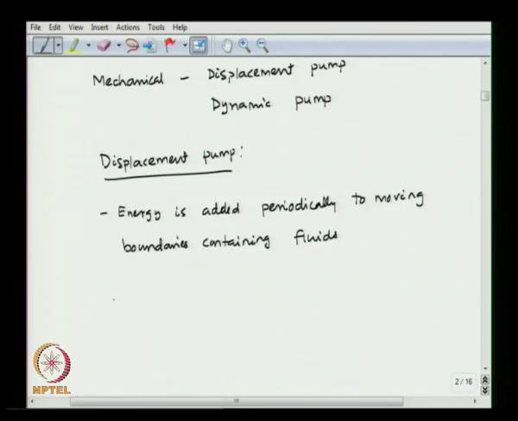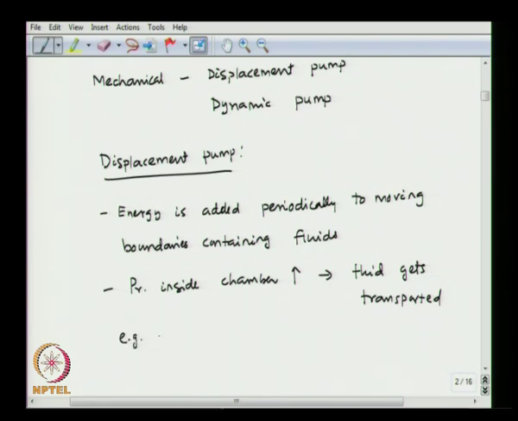Okay. So when energy is added, the pressure inside the chamber increases, so the fluid gets transported. Okay. And some of the examples of displacement pumps are piezoelectric pump and we have peristaltic pump. Okay.